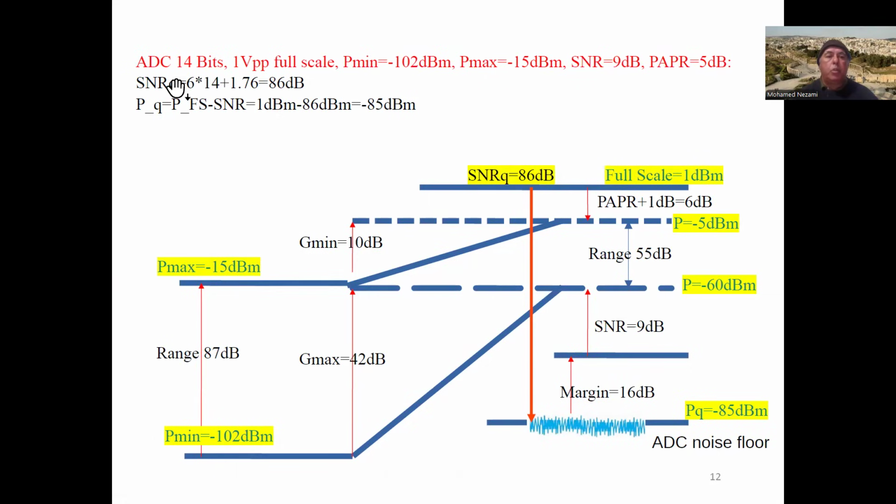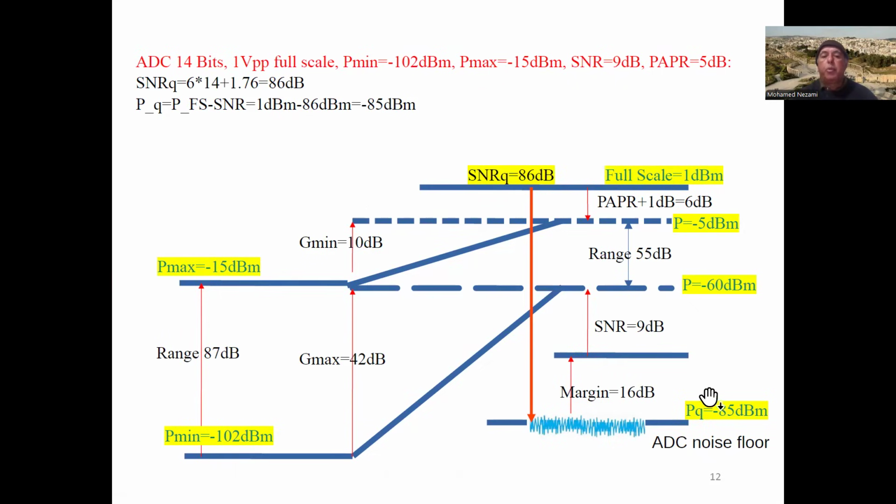Now, the signal to noise ratio due to quantization is either from the data sheet, or you can just theoretically compute it using 6 times 14 bits plus 1.76, which is 86. So automatically now I have the full scale of the ADC, and I have the signal to noise ratio. So I'm going to go down from 1 dBm all the way by 86 dB, and that's going to take me down to minus 85 dBm. This is my quantization noise floor.